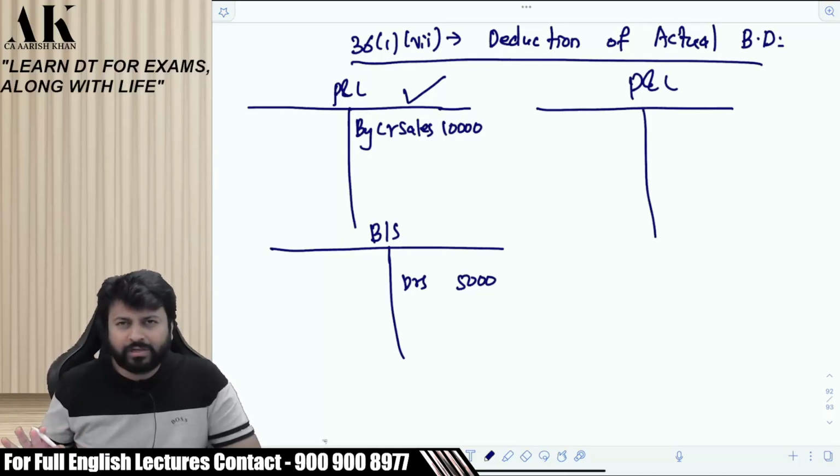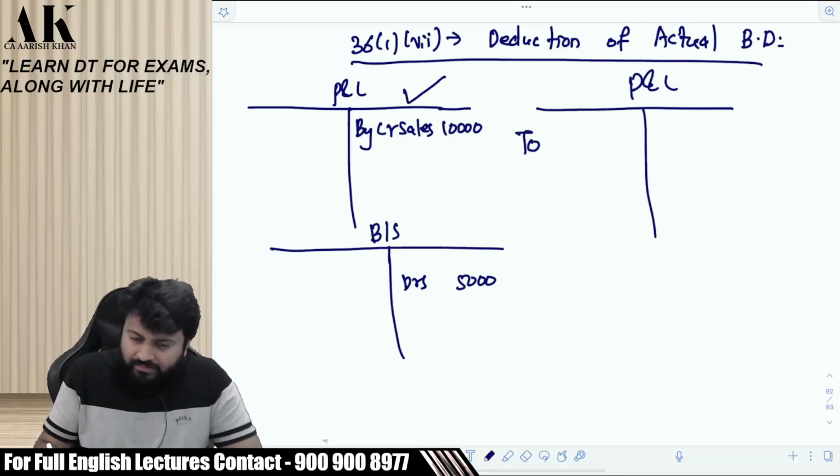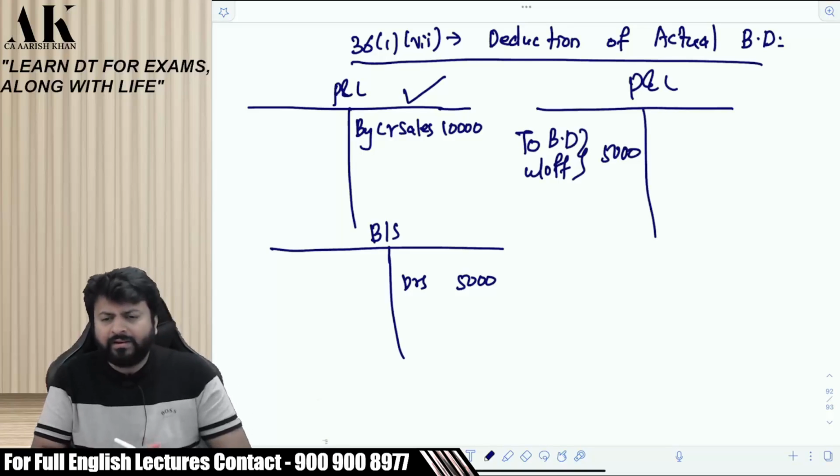Now, I do not have time to recover 5,000 rupees. Utna time nahi hai apne paas. It's okay. So I write off this debt as bad debts. Okay. As 5,000 rupees. Clear?